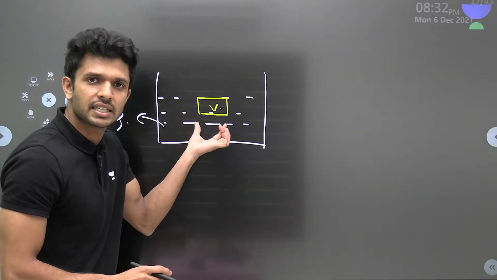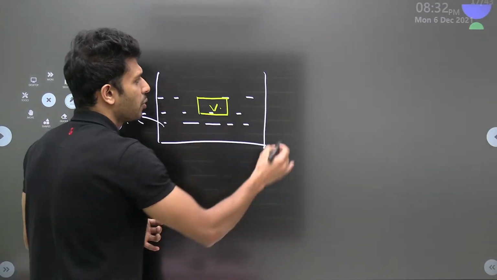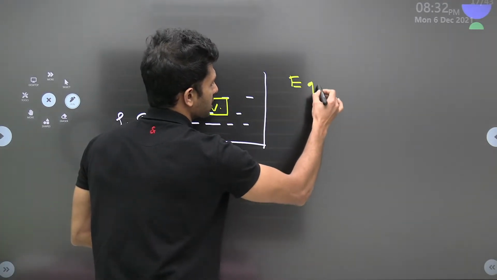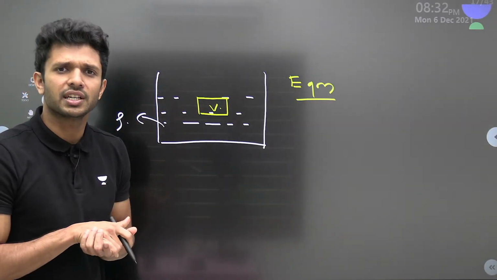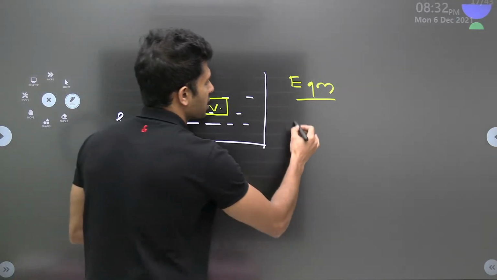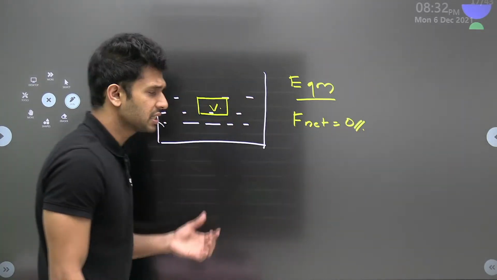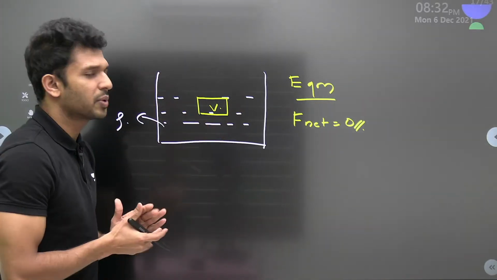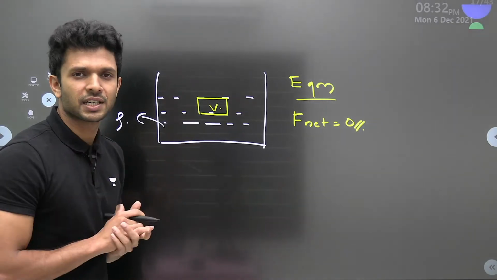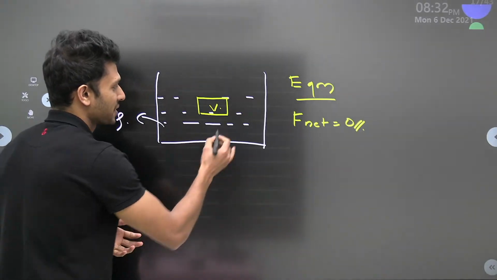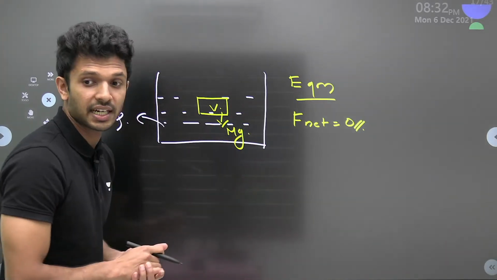Is it at rest? Yes. So is the net force acting on the body 0? Yes, because the body is in equilibrium. If the body is in equilibrium, the net force acting on the body is equal to 0. Yes, the body is at rest at this particular position. Tell me which are the forces acting on the body. Very simple, right? One is its weight, that is mg.